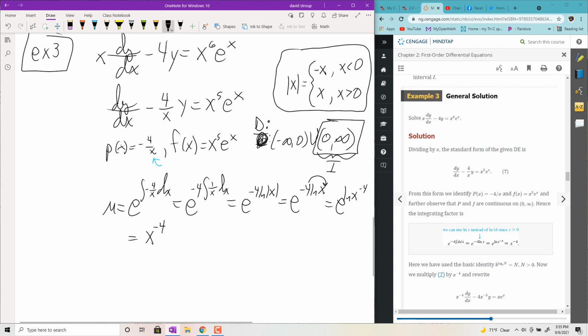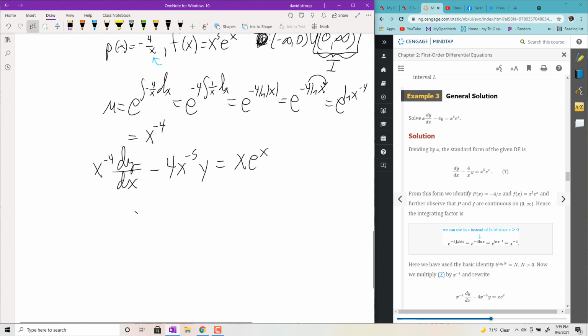Okay, so anyways, I'm going to multiply through by x to the negative 4 now. So I get x to the negative 4 dy dx minus 4x to the negative 5th y equals x e to the x. Okay. Now I can go ahead and collapse the left side into the derivative of mu, which is x to the negative 4 times y. On the right side I have x e to the x.